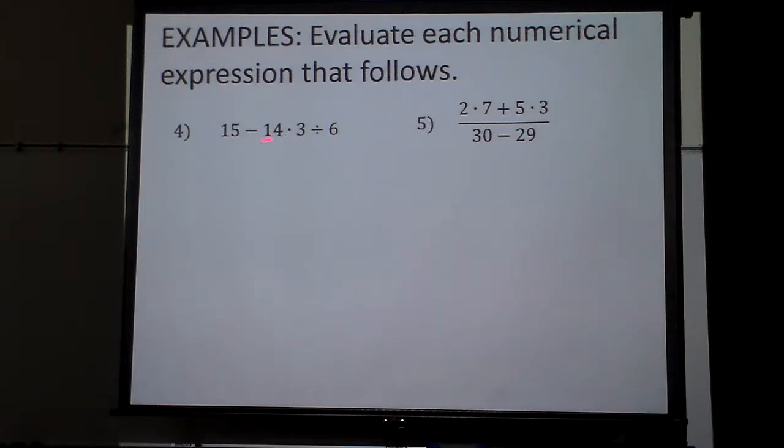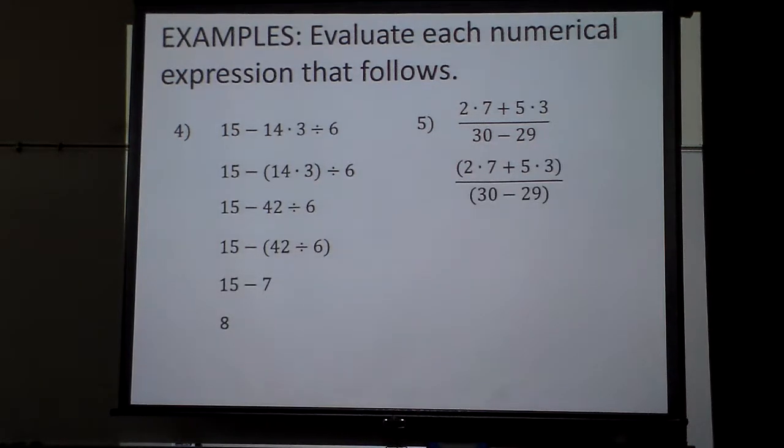But which comes first? The multiply. So I'm going to take 14 times 3, which is 42. And now I have 15 minus 42 divided by 6. Do I do 15 minus 42 or 42 divided by 6? 42 divided by 6 because divide comes before add and subtract. 42 divided by 6 is 7, and 15 minus 7 is 8.